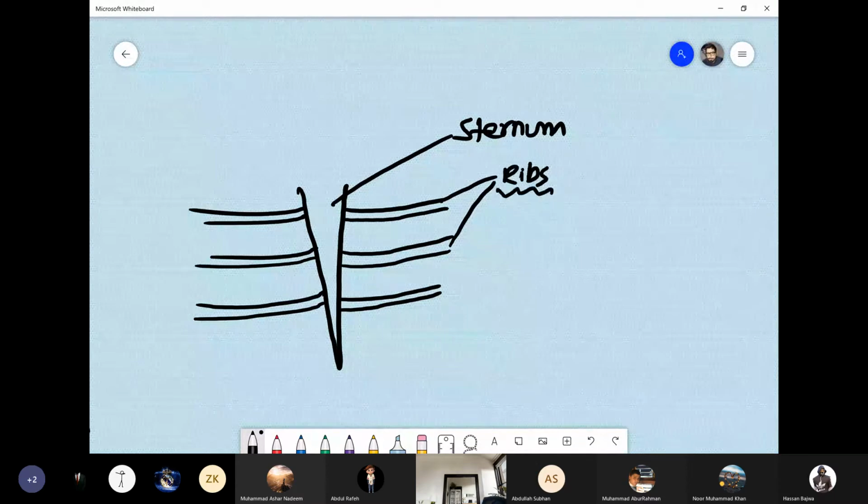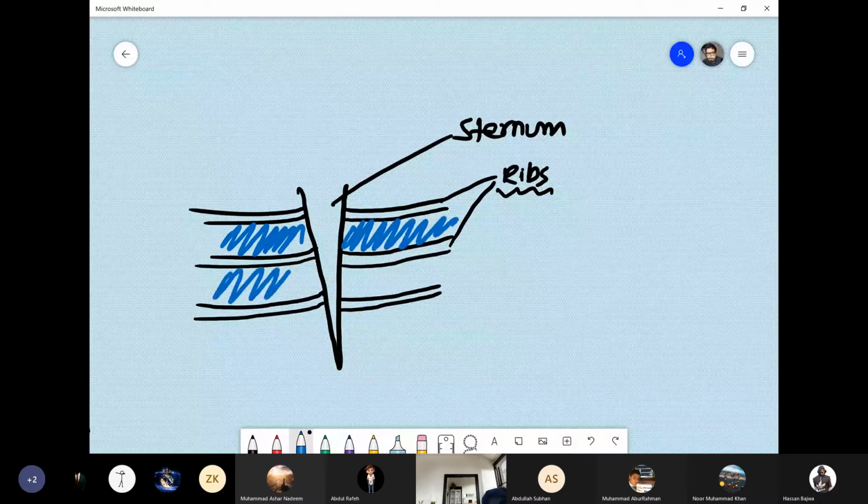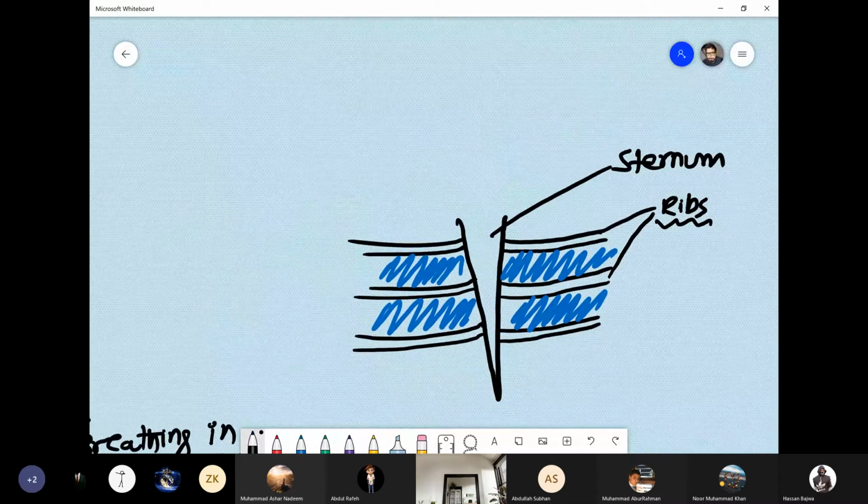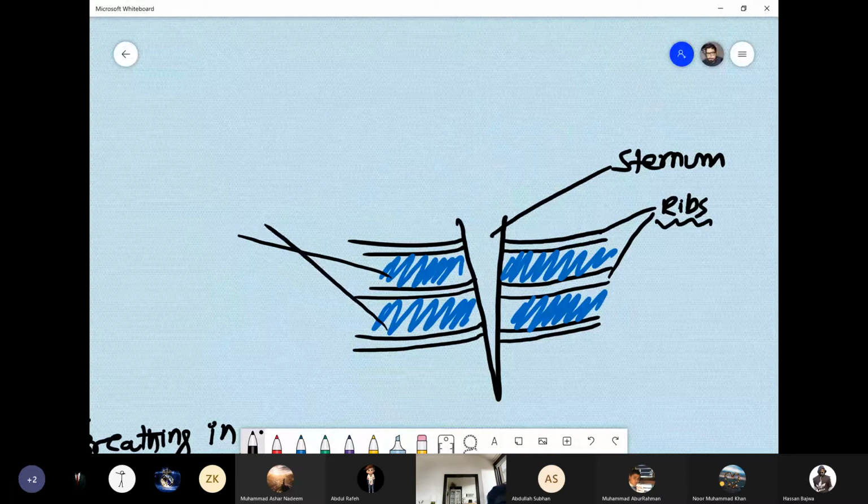Now, boys, in between the ribs we have a special kind of muscles. There are two types of muscles over here. One type is present on the inner surface, on the inner side. These muscles on the inner side are called internal intercostal muscles.